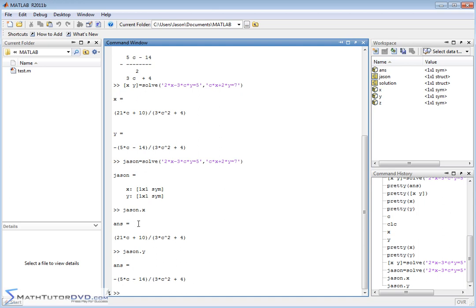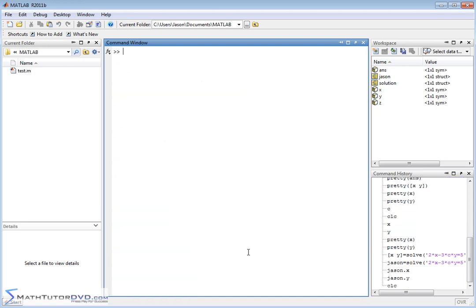So either way you want to do it, either you assign the answer to a variable and then you pull the answers out using the structure definitions here that I'm showing you with the .x and the .y, or you just from the outset assign the value to x and y inside of a little matrix like that, and you'll get the answers as well.